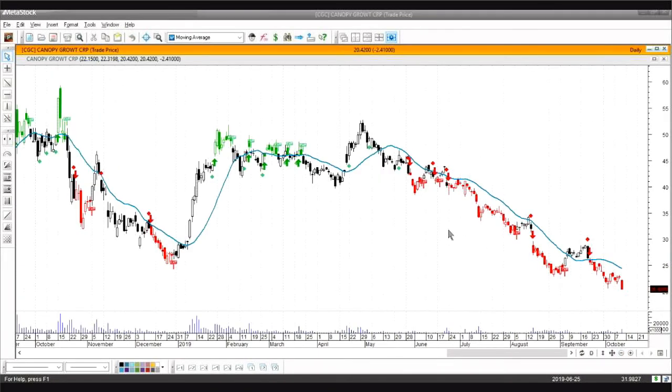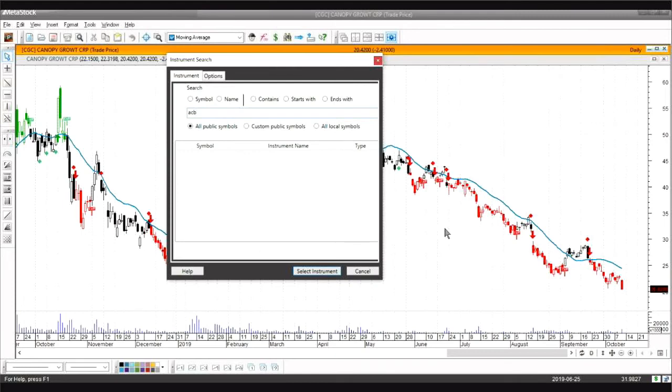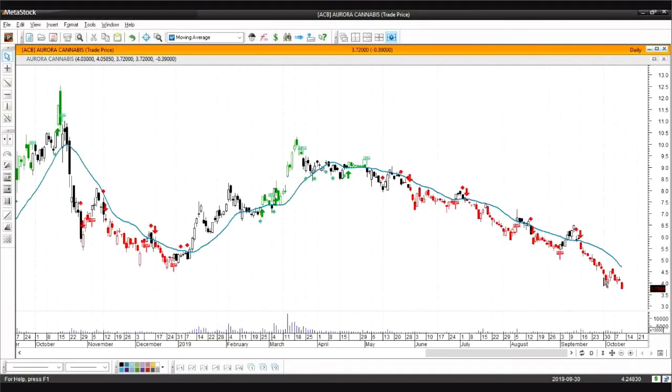Aurora Cannabis, ACB, is another very popular one. And there it is, right? So when it's trending and there's a slope on that 20, it's just follow the little signals. It's nice and easy. And again, remember, the comfort you have in this, or should have in this, is that if you get in and it turns around on you right away, you'll get that exit flag immediately.